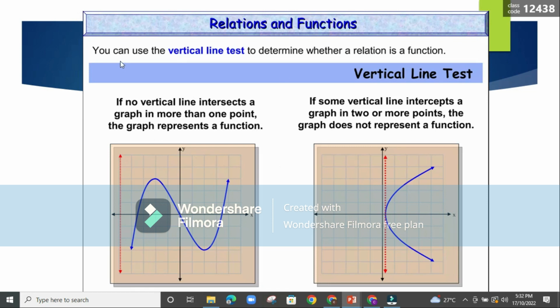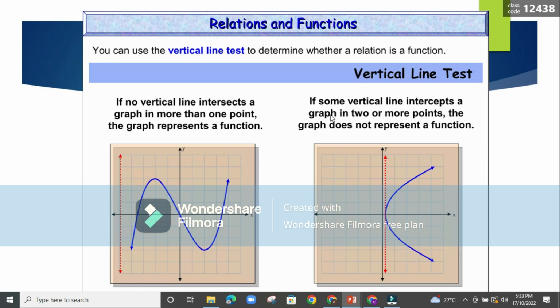Okay, let's proceed. Relations and functions. You can use the vertical line test to determine whether a relation is a function. So what is the vertical line test? If no vertical line intersects a graph in more than one point, the graph represents a function. If you draw a vertical line all throughout this graph and it only intersects at one point, then the graph is a function. So in this example, this is a function.